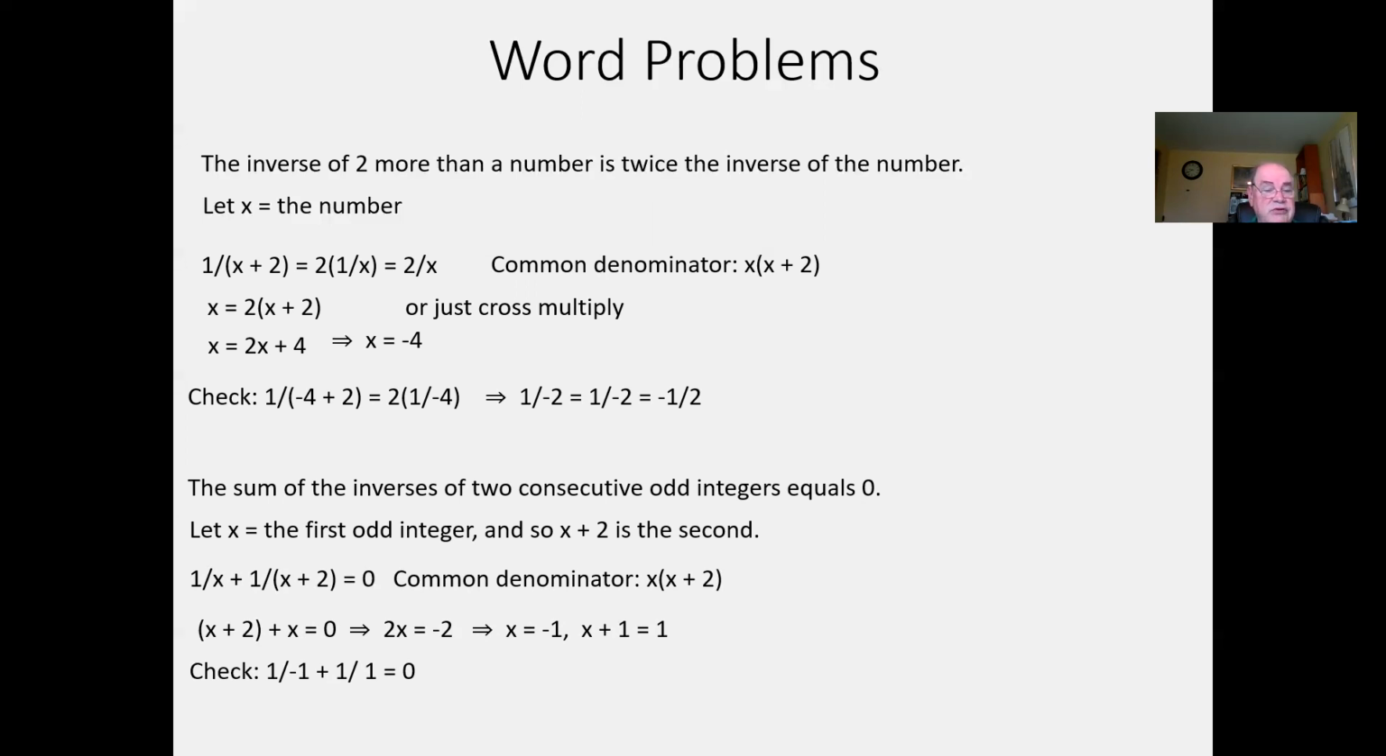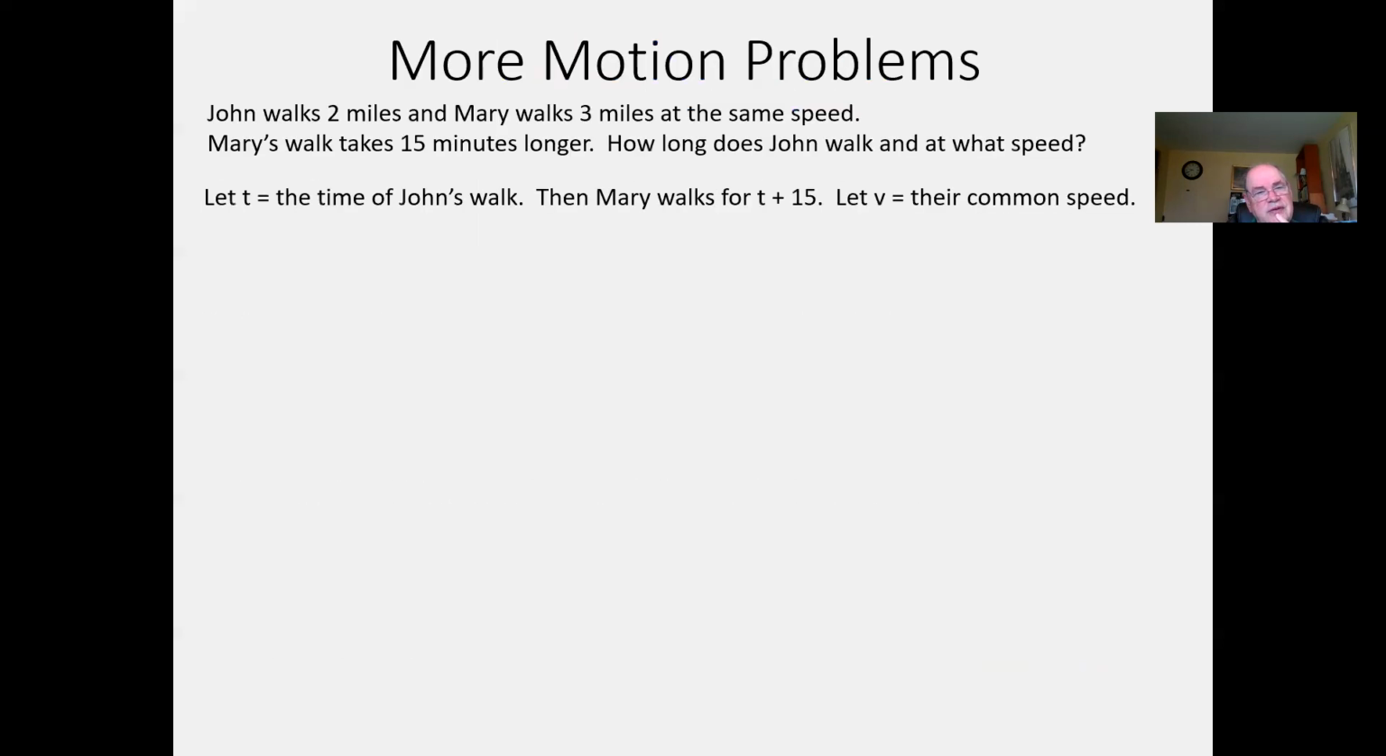And multiplying through by the common denominator, I will get x plus 2 times 1, which is x plus 2. I will get x times 1, which is x. And that clearly is equal to 2x minus 2. And my number is -1. The number I'm looking for is -1, and the next odd number is 1. And certainly the sum of those 2 inverses do add up to 0. Okay, so we have those to try.